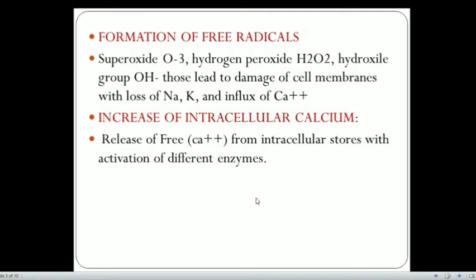Thirdly, we have the increase of intracellular calcium. There is release of free calcium ions from intracellular stores with the activation of different enzymes. So ischemia and hypoxia are the most common forms of cell injury.